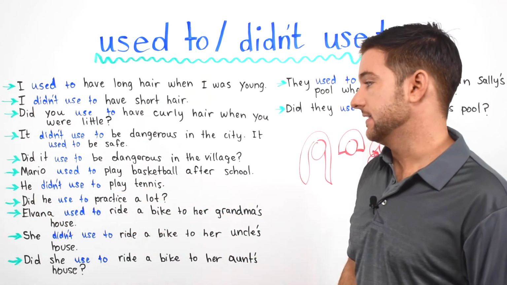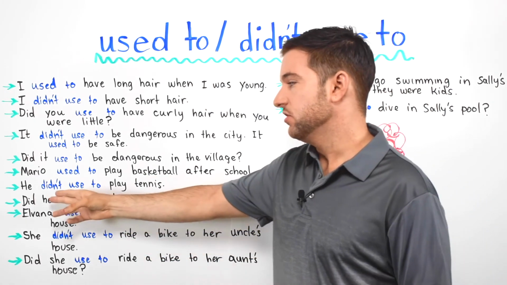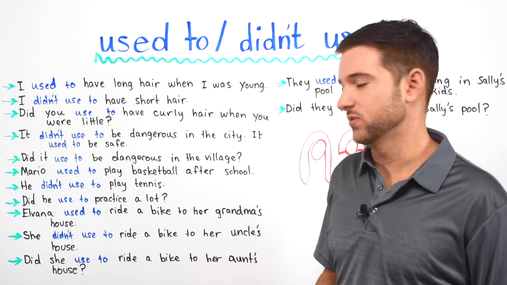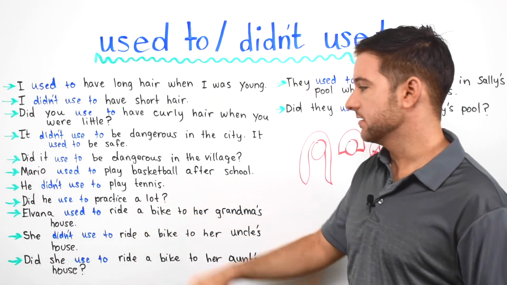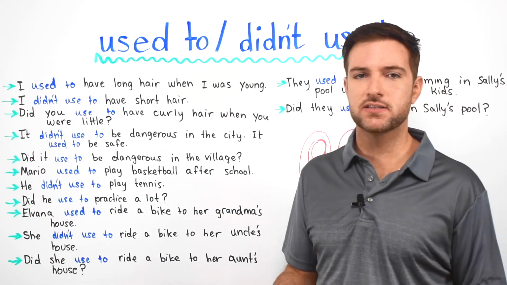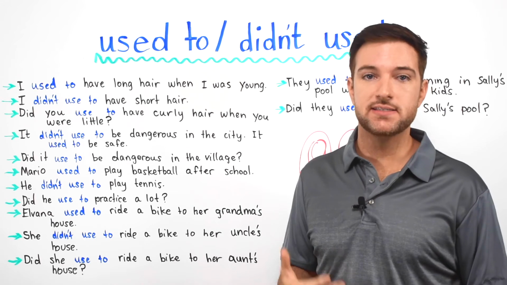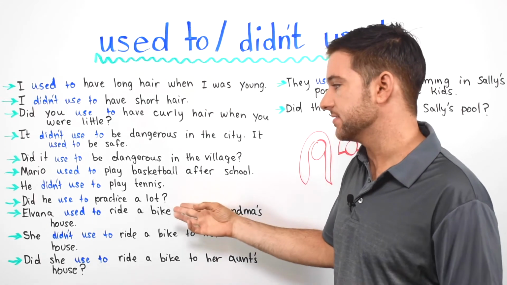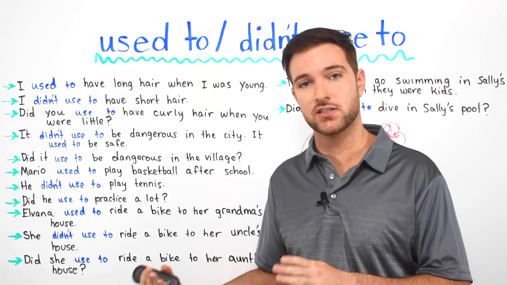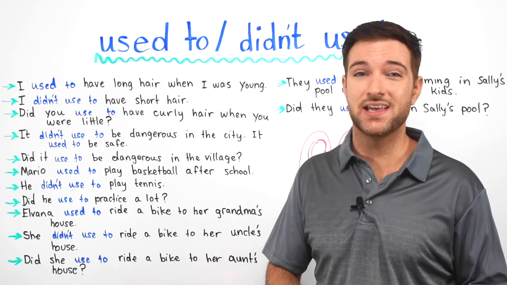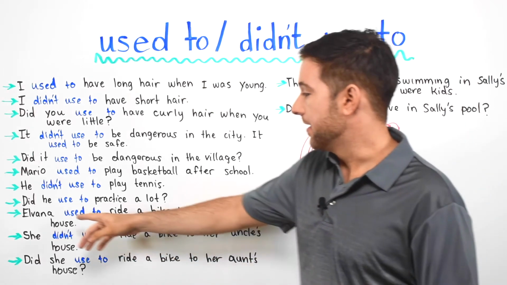He didn't used to play tennis. Okay, so usually he played basketball, but usually he did not play tennis. He didn't like tennis when he was little. And then here we have a question. Did he used to practice a lot? Meaning, was it a tendency of his for him to practice every day? And you could say yes, he did, or no, he didn't. Or you can make it longer. You could say, yes, he did used to practice a lot. Or, no, he didn't used to practice at all. Never. All right?